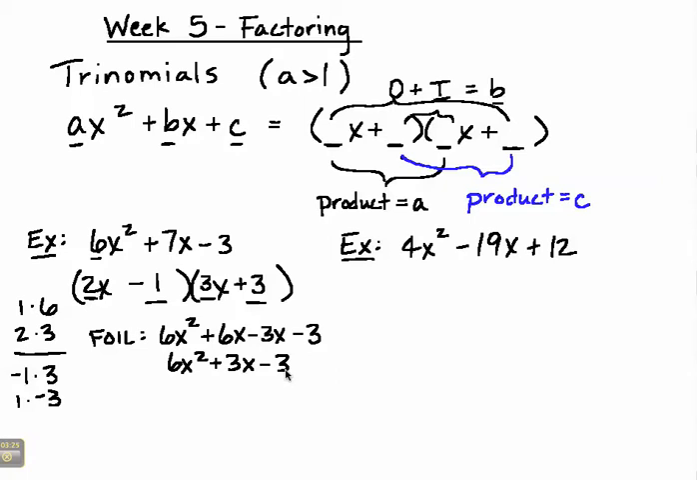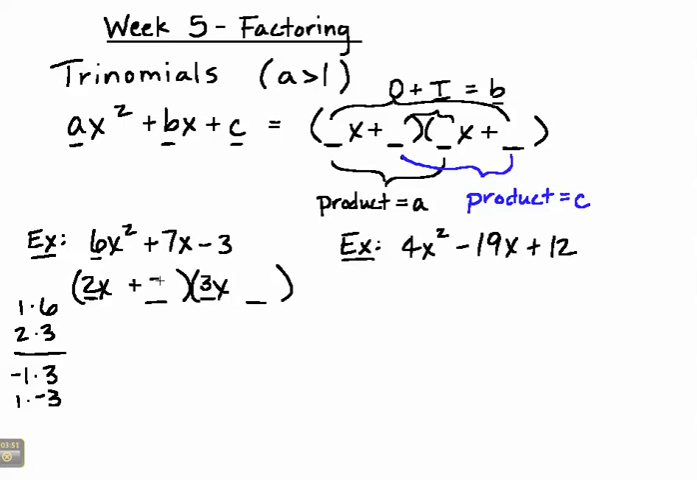So this means that I know this attempt is incorrect. So now I have to erase my numbers. I'm going to keep my 2 and 3, erase the -1 and 3, and try a different combination. I'm just going to switch places. I'm going to put the +3 in the first parentheses and the -1 in the second parentheses and see what that does to my answer. And I'll use FOIL again to see if this gives me the correct answer.